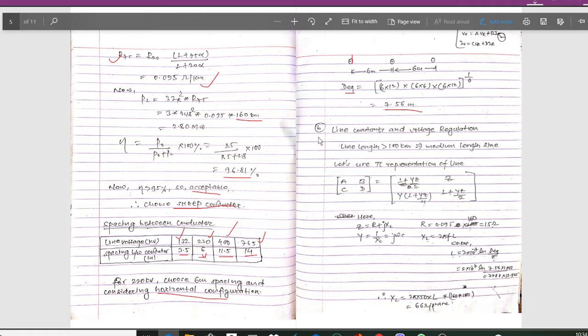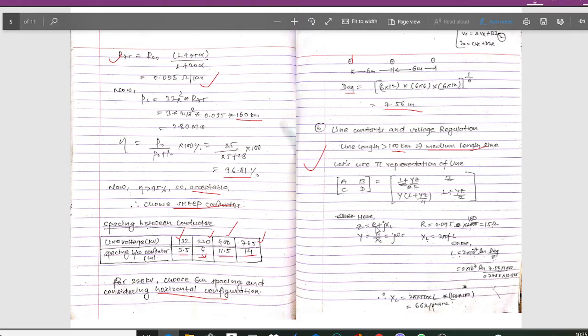Now in the second part you have to calculate the line constants and the voltage regulation. Here the line length is greater than 100 kilometers, so you can consider it as a medium line, and here we'll use the pi representation. For the pi representation, the line constants A, B, C and D are: A is 1 plus yz upon 2, B is z, C is y into 1 plus yz upon 4, and D is 1 plus yz upon 2.